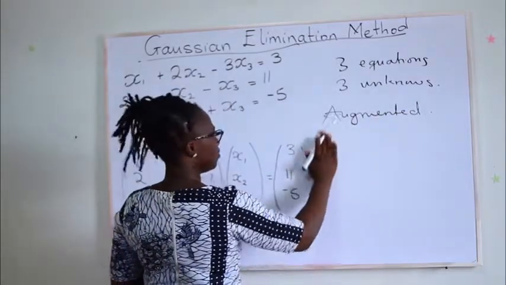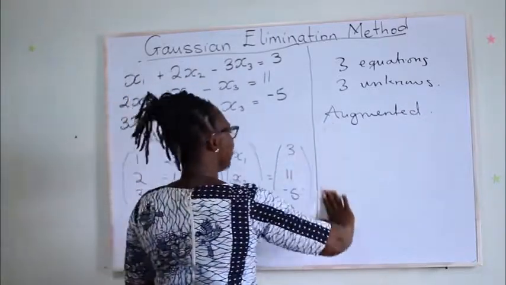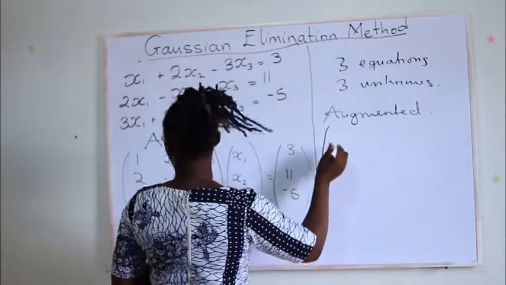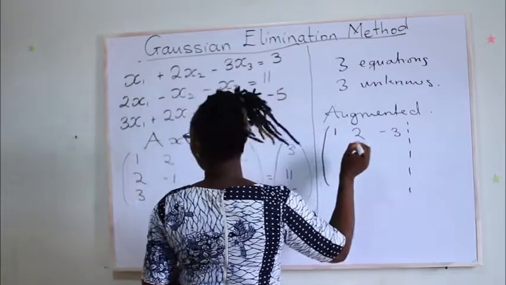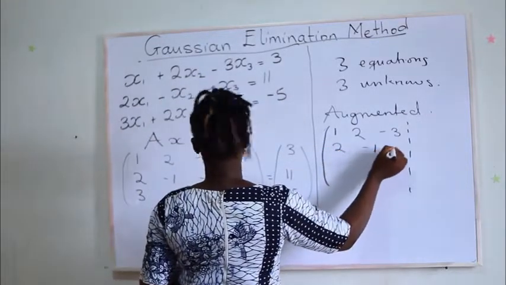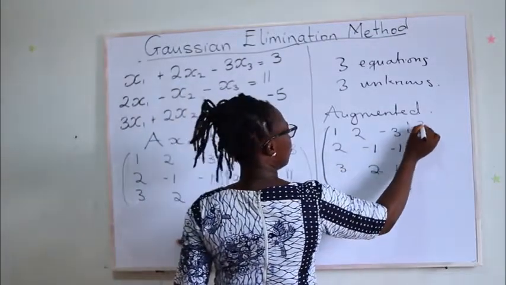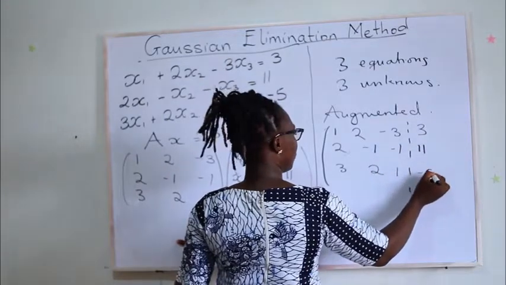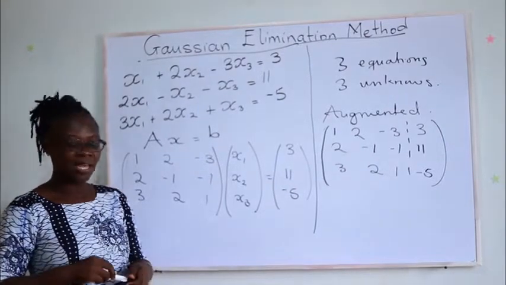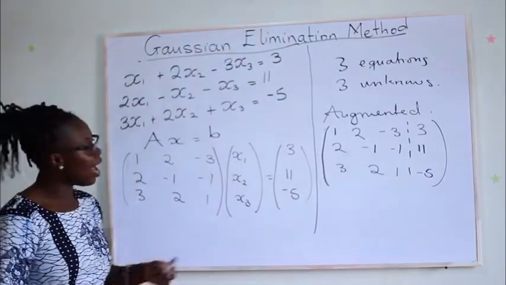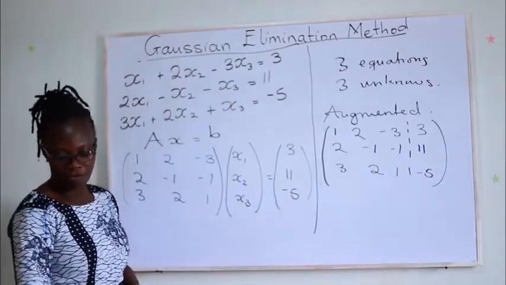So this is going to be my augmented matrix. I have 1, 2, minus 3. Let's attach 2, minus 1, minus 1. 3, 2, 1. Then I have 3, 11, minus 5. So this is my augmented matrix. That is, I have been able to attach the column, the B part, to my matrix.